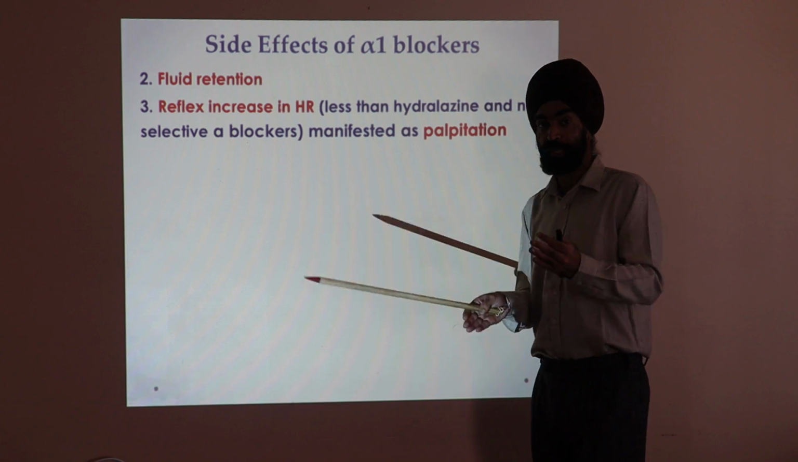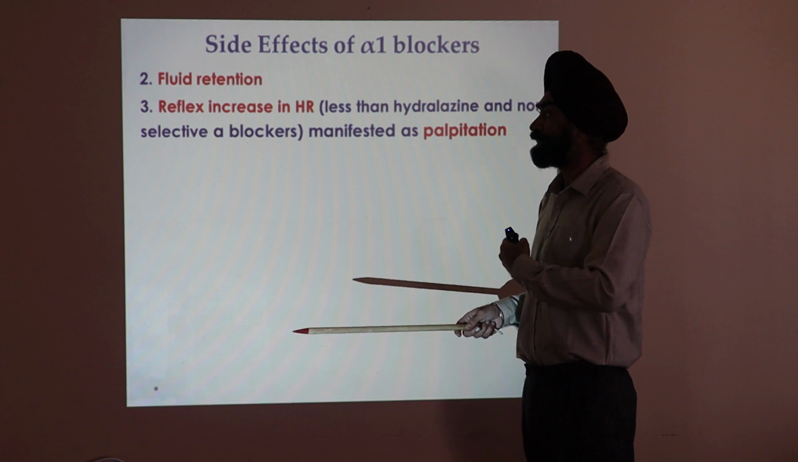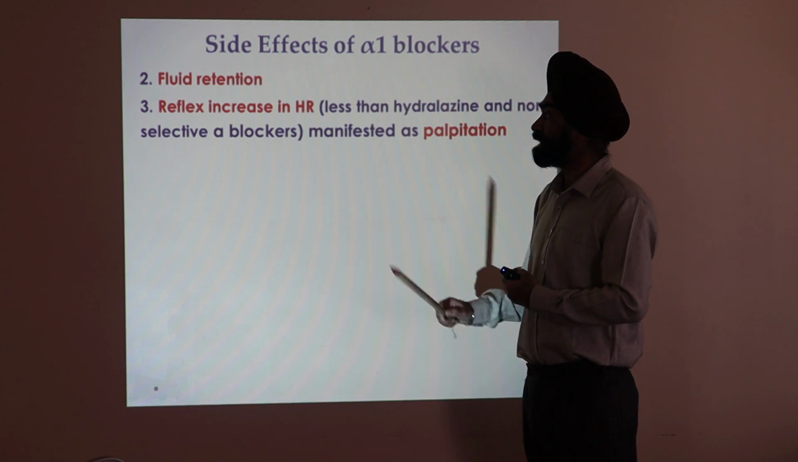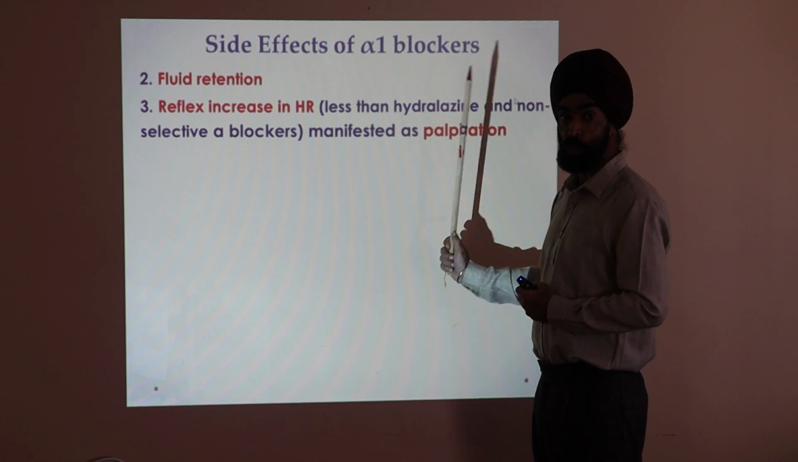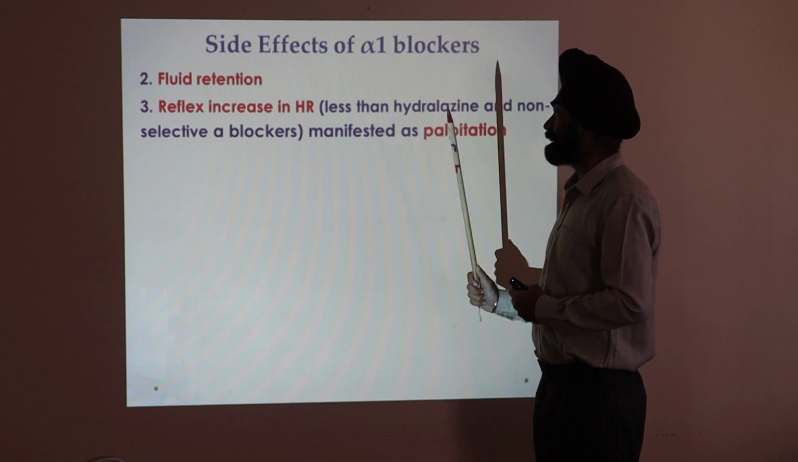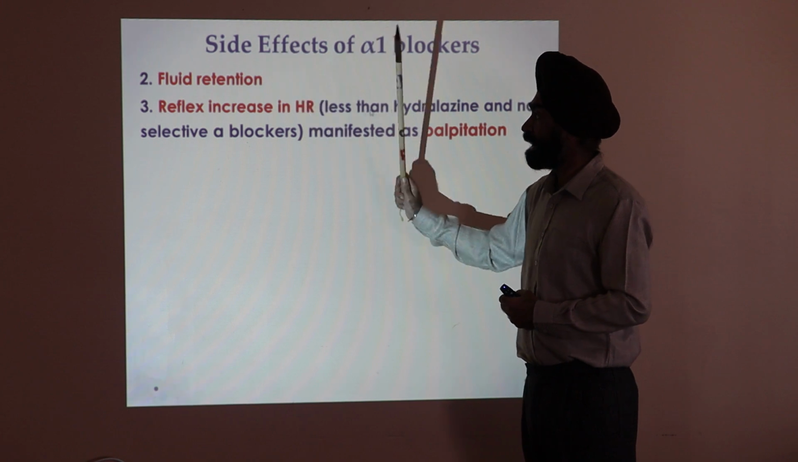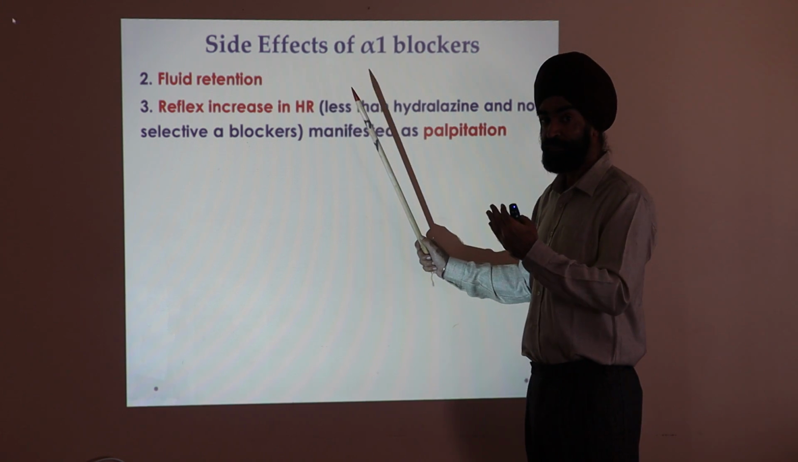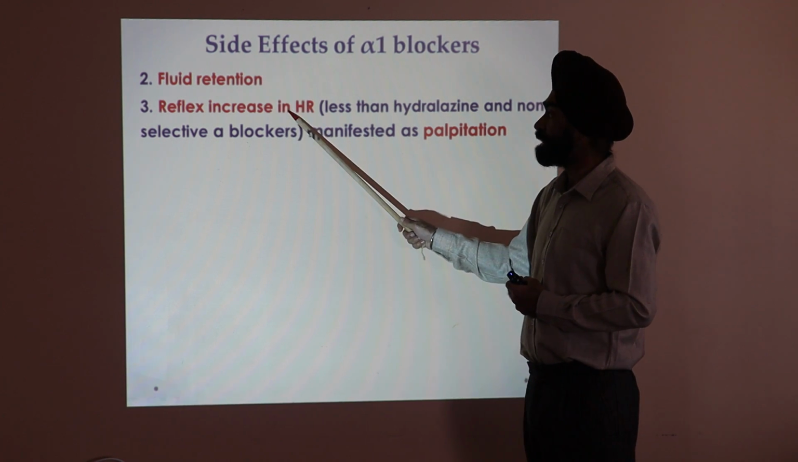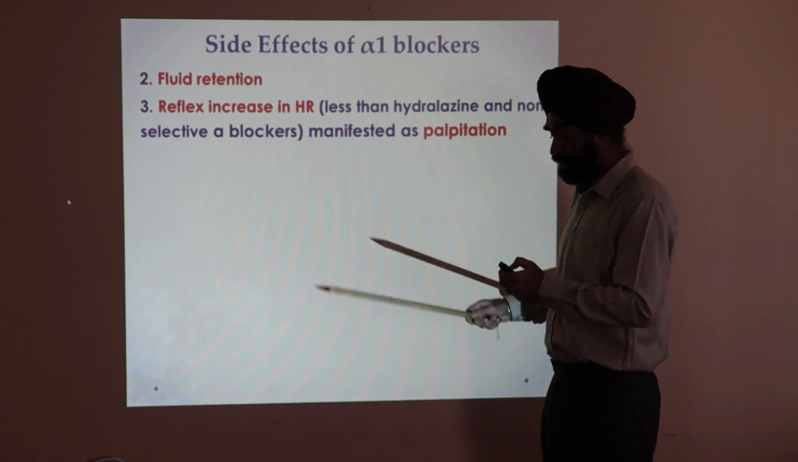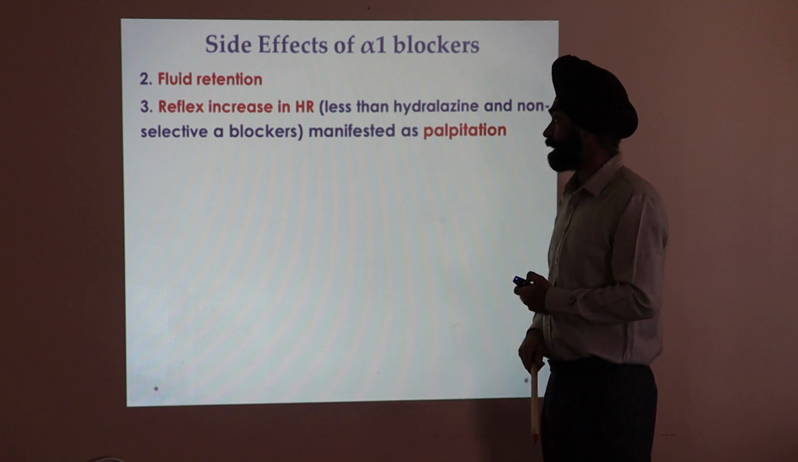So if you compare two drugs, alpha 1 blocker and hydralazine, and you compare which drug is having more effect on the reflex action with respect to increase in the heart rate, so your answer will be that prazosin is having lesser effect than the hydralazine. That means hydralazine is having a more pronounced effect on the fluid retention and on the heart rate. Prazosin is having a relatively lesser effect, but prazosin do produce the fluid retention and the increase in the heart rate as a reflex action. Okay, so these are the side effects, again I am repeating, associated with the arterial vasodilators.